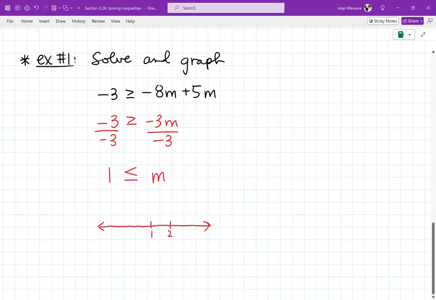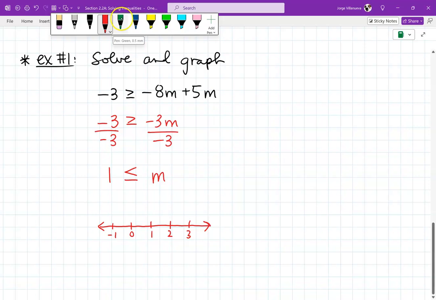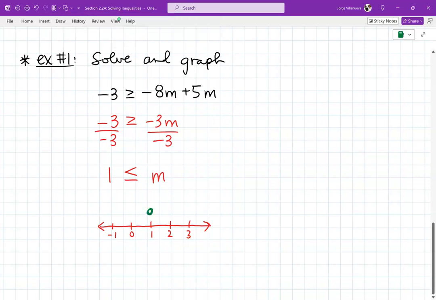1, 2, 3, here's 0, and negative 1. Is this going to be a solid or an empty dot? Solid dot at 1, okay, because my answer is a 1, so I'm going to go to 1, and I'm going to draw a solid dot. Which direction did we say? To the right. Okay, I know it's pointing left, but since the variable is on the opposite side, I've got to go the opposite way. And that's it. That's all you got to do.